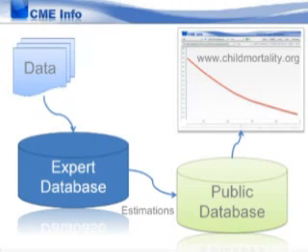Child mortality data are entered into the expert database. The interagency group reviews the data and creates estimates. The estimates are uploaded to a public website called www.childmortality.org.